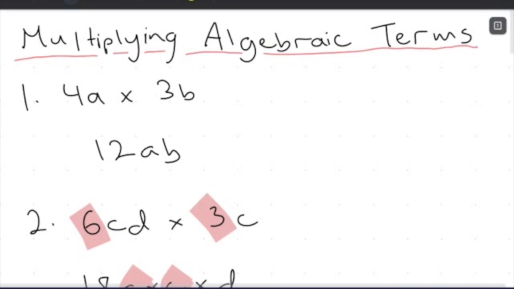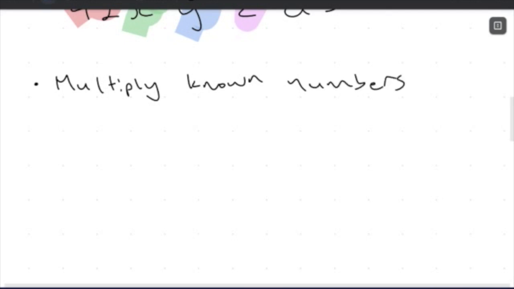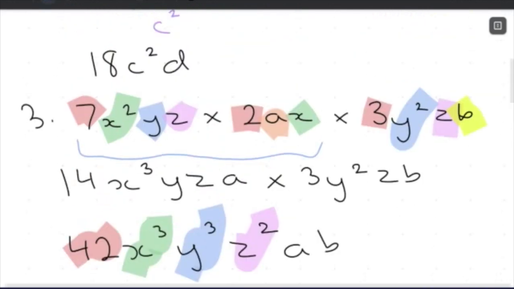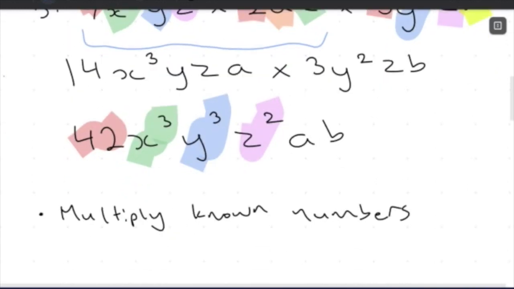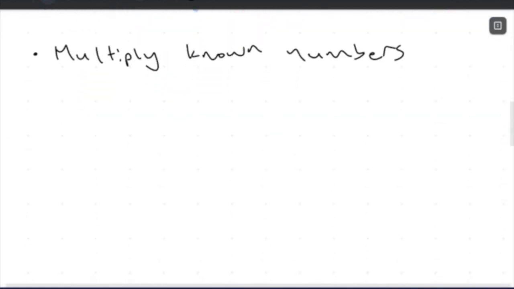But when we multiply algebraic terms, just to sum it up, let me actually write it down. We multiply the known numbers, and effectively we're multiplying everything. Like all of these terms, even in the shorthand as it's written, this is just a product. This is 7 times x squared times y times z times 2 times a times x times 3 times y squared times z times b. So it's exactly the same as regular arithmetic. We're just multiplying everything through.